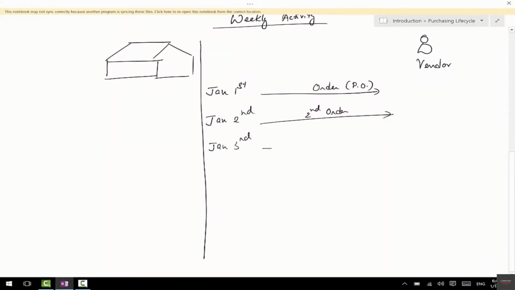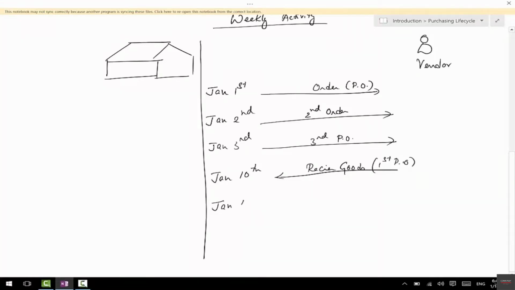On Jan 3rd, I place my third purchase order. Say on Jan 10th, I receive some goods. And that's related to the first PO. On Jan 12th, I receive goods for the second PO.